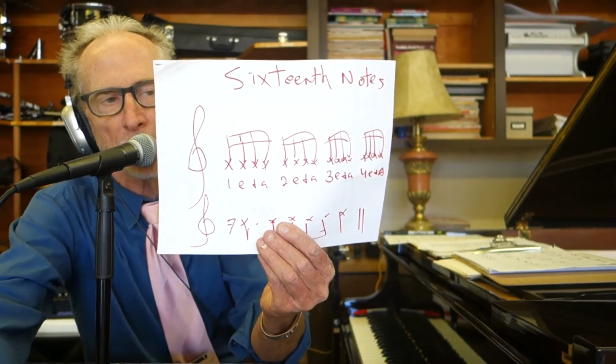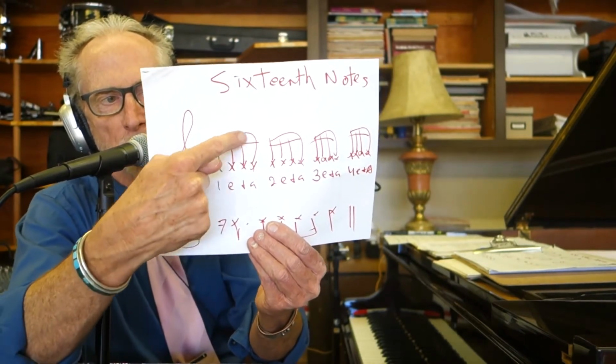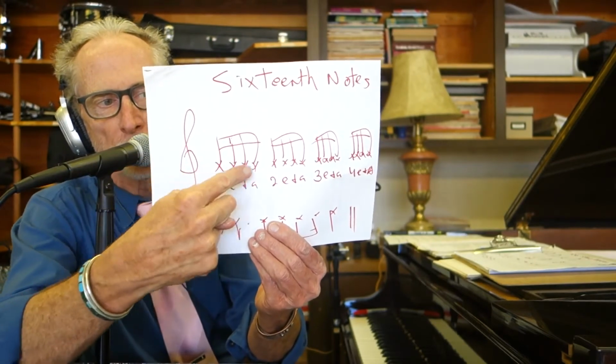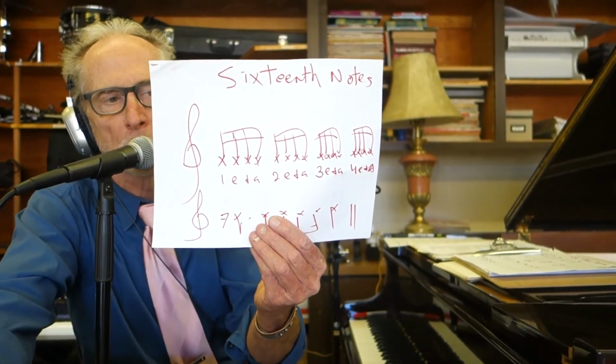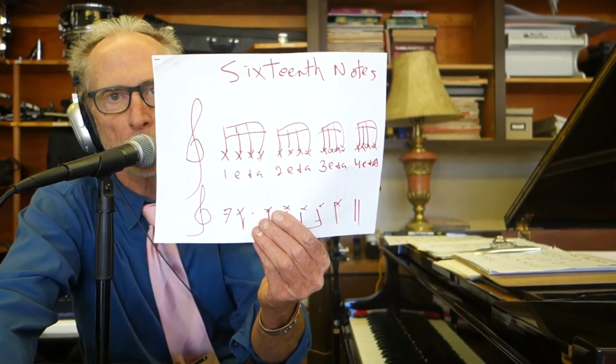Okay, get your pens out. You got to write this down. It's a group of 2 stems across, 4 X's per group. Write it down. Thank you. Now, listen, we're going to clap it. 1 E and a 2 E and a 3 E and a 4 E and a 1 E and a 2 E and a 3 E and a 4 E and a.